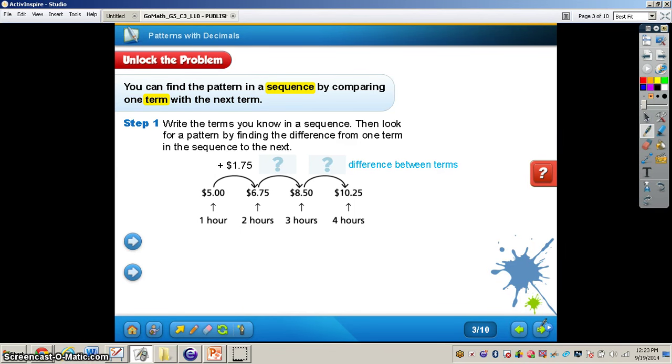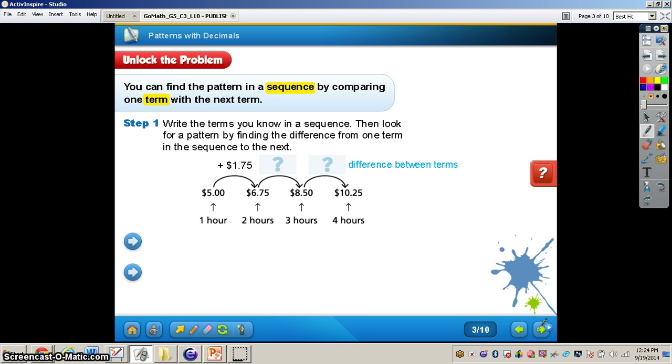It says a state park rents canoes for guests to use at the lake. It costs $5 to rent a canoe for 1 hour, $6.75 for 2 hours, $8.50 for 3 hours, and $10.25 for 4 hours. If this pattern continues, how much should it cost Jason to rent a canoe for 7 hours?